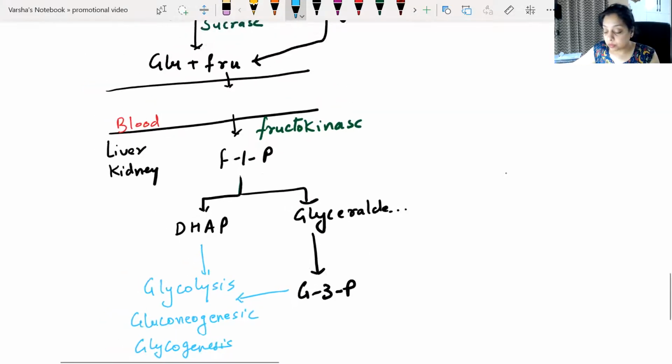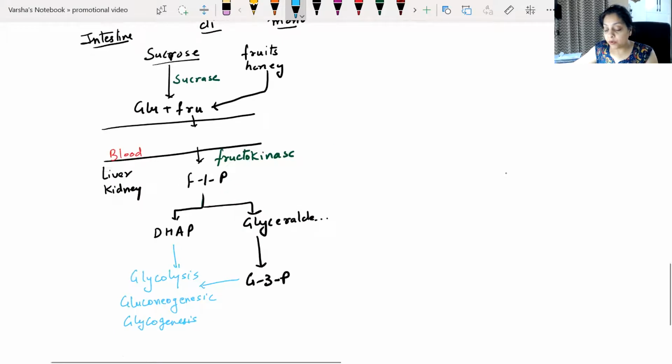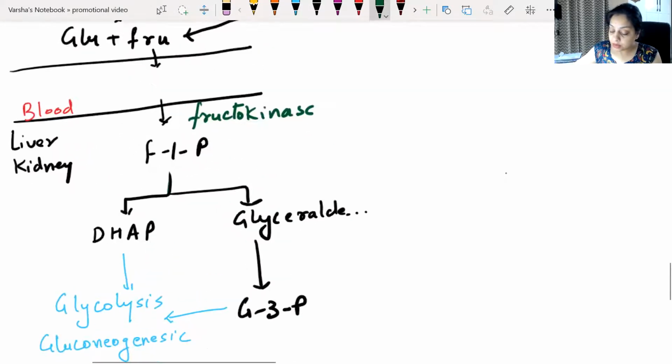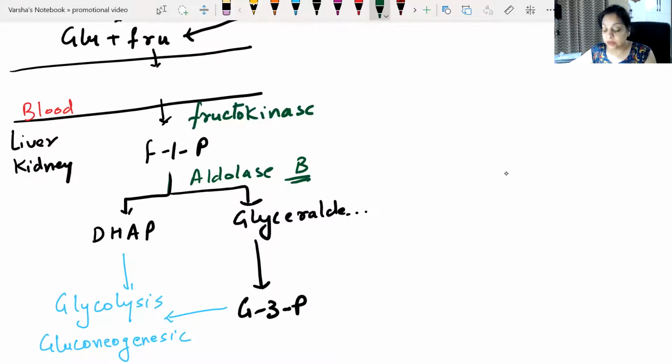It can be stored in the body. So this is the overall structure, right? And now coming back to the enzyme, the cleavage is done by the same aldolase enzyme, but this time this is aldolase B, right? This aldolase B.